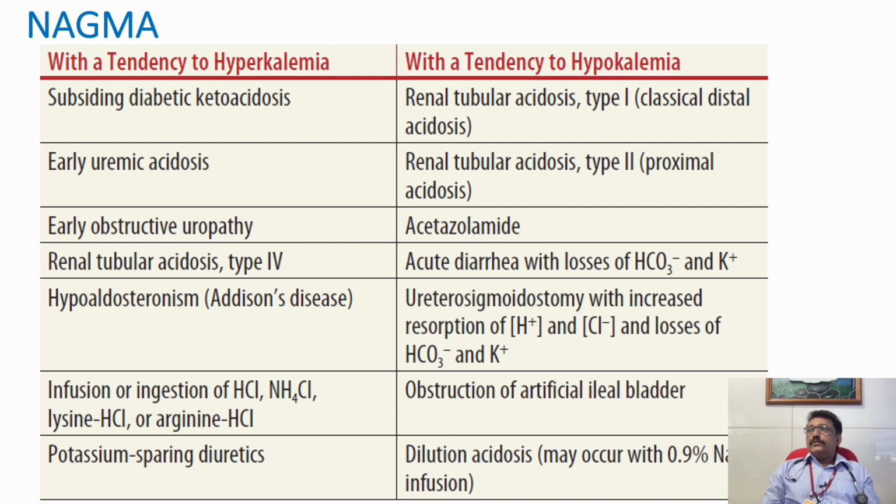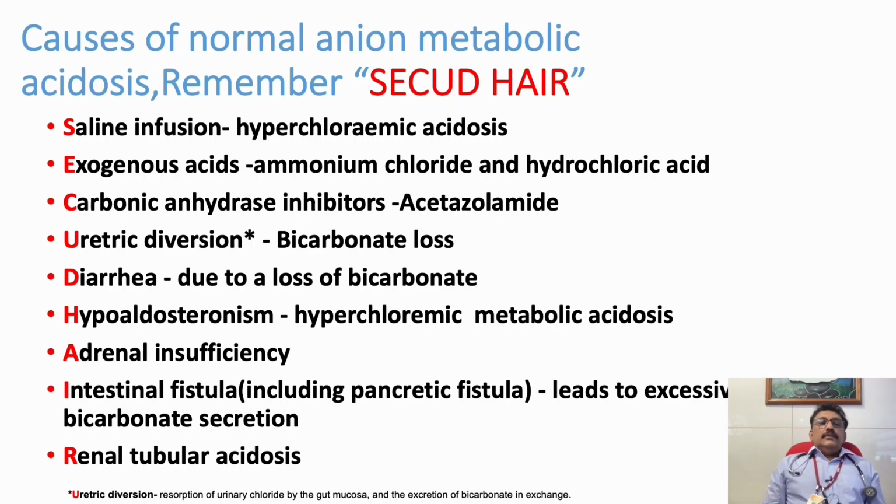hyperchloremic metabolic acidosis, but clinically these things are not very important. The most important things in this group you can see here are renal tubular acidosis and diarrhea. These are the two important causes which produce normal anion gap metabolic acidosis. So you can remember like this: saline infusion, hyperchloremic acidosis. This is very common in clinical practice because in conditions like shock or diabetic ketoacidosis, we use a large amount of normal saline.